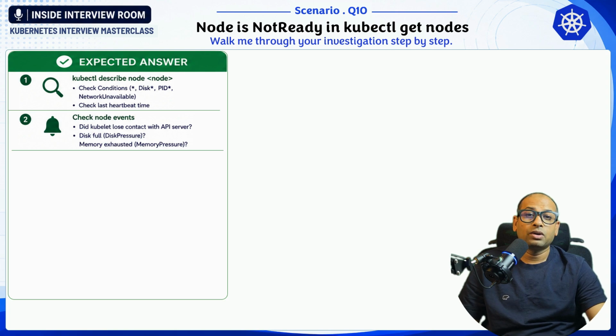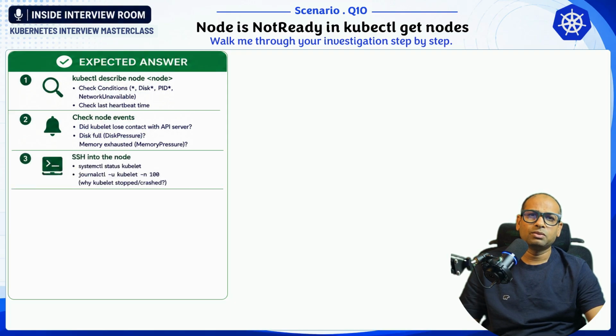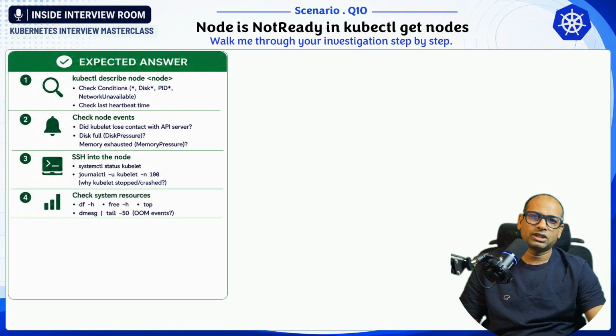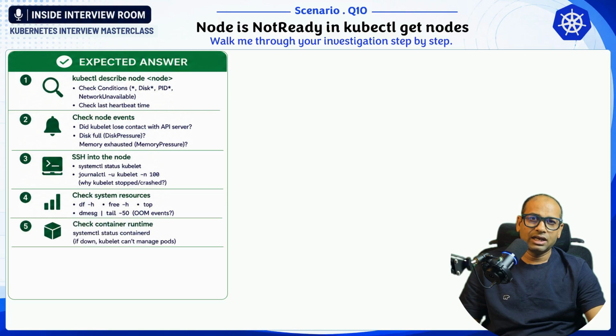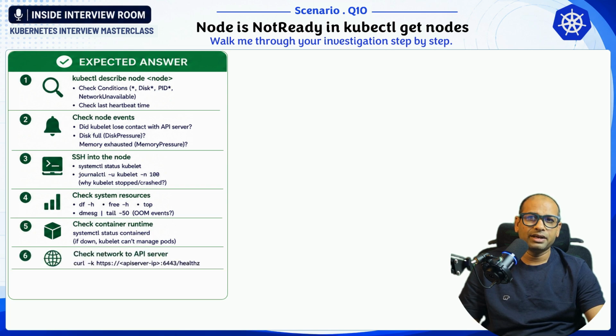Step 3, now SSH into the node and look at the kubelet. Systemctl status kubelet, and then journalctl for the logs, last 100 lines, to see why it stopped or crashed. Step 4, check system resources, whether disk, memory, or CPU is available, or any out-of-memory events. Step 5, check the container runtime, because if the runtime is down, the kubelet cannot manage pods at all. Step 6, check network to the API server.